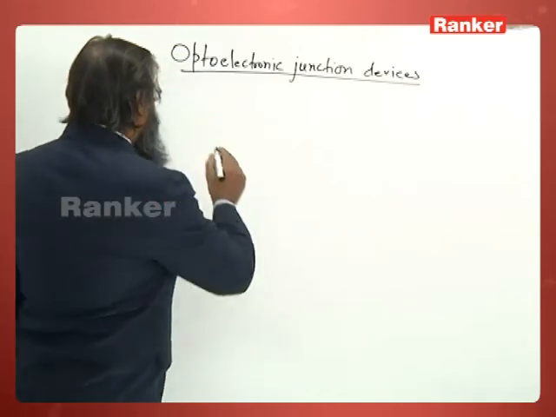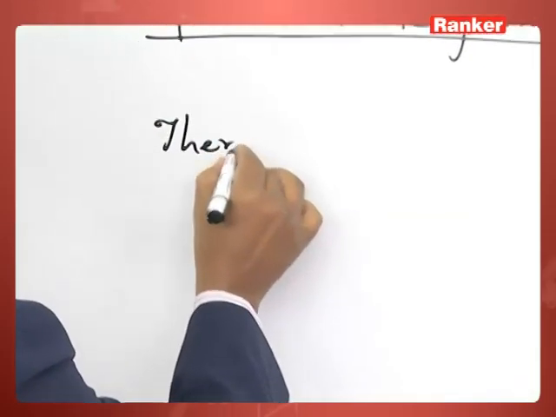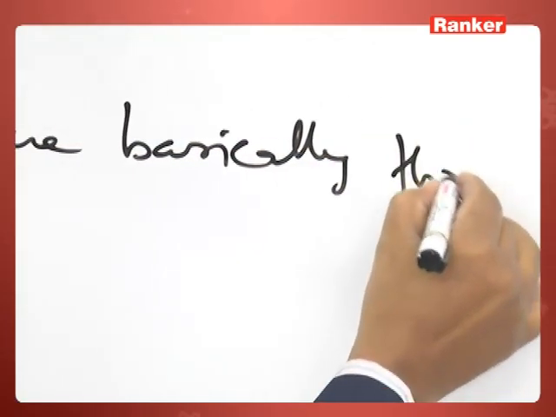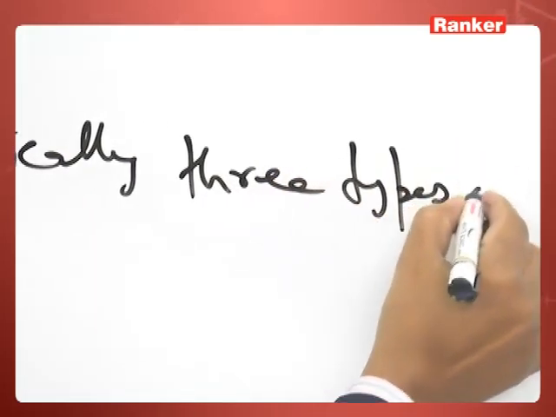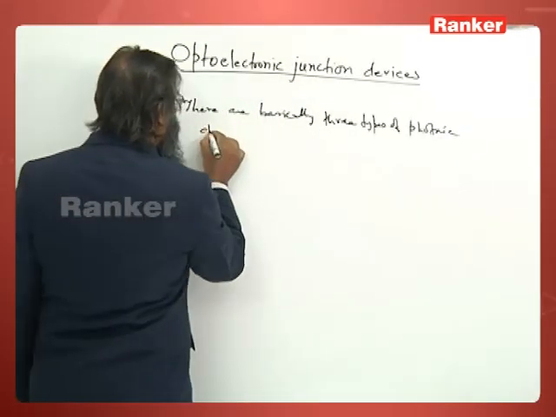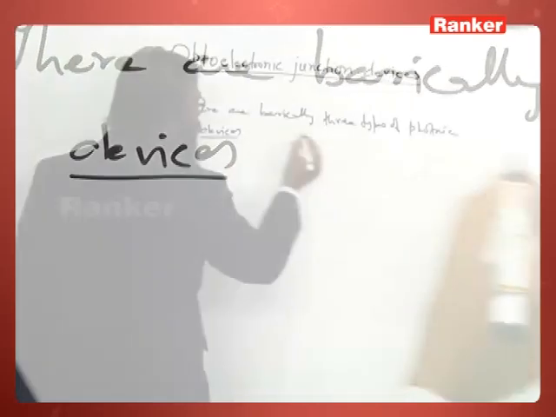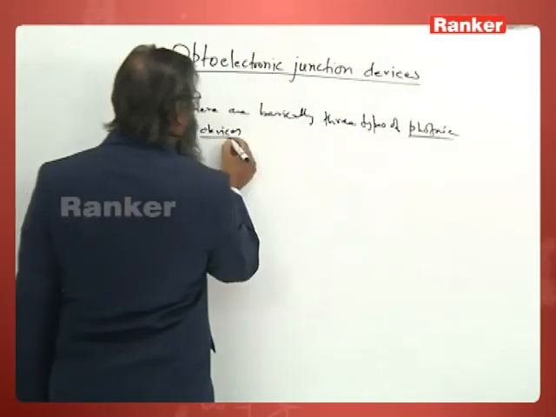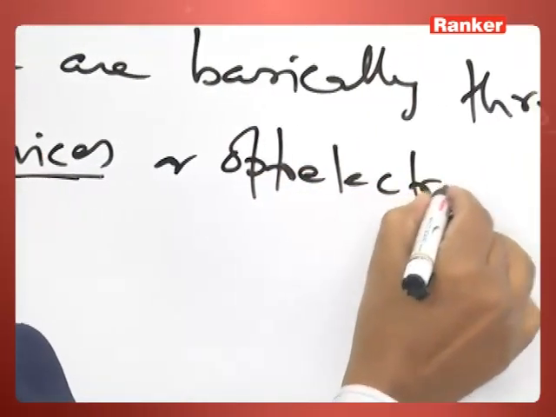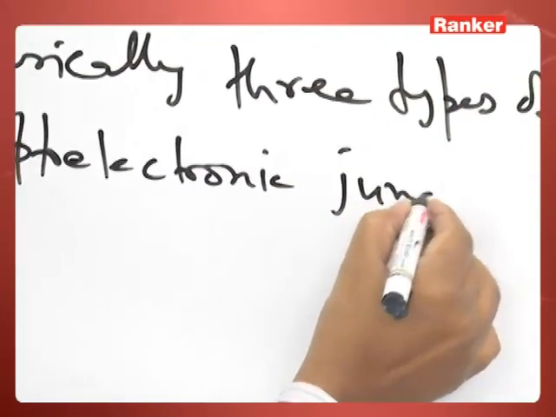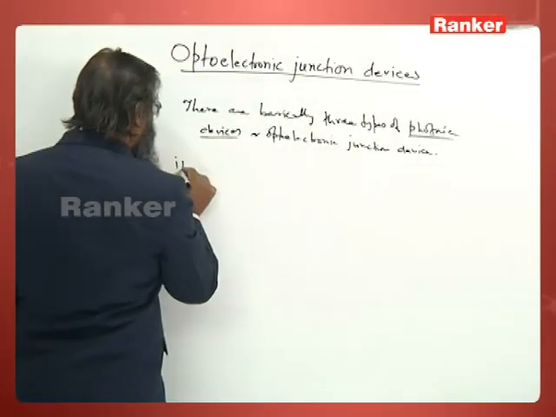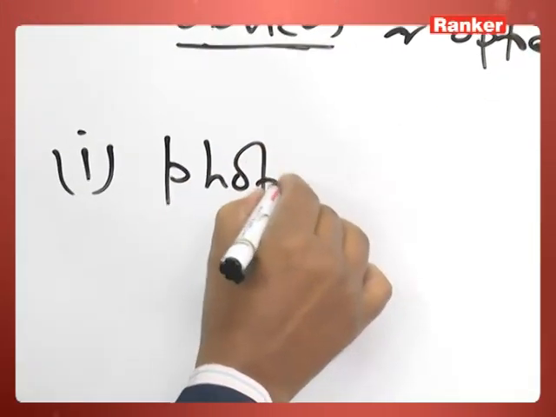There are basically three types of photonic devices, those devices where photons play a key role, photonic devices, or optoelectronic junction devices. They are the same thing. Number one we will study is photodiodes.